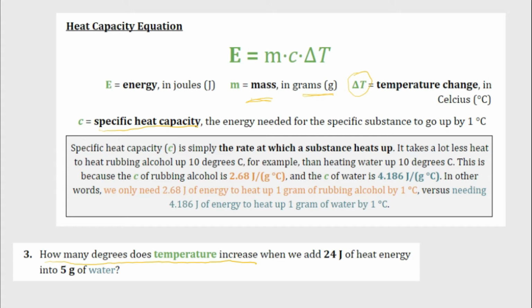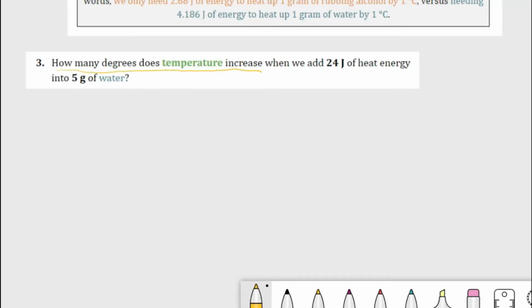So all of this information in, right? E equals mass multiplied by the specific heat capacity multiplied by the delta T. All of that covered. Okay, now let's go back to question number 3. How many degrees does temperature increase? So we're going to be looking for some type of delta T is what we know, right? Some type of triangle T, right? What is that triangle T?